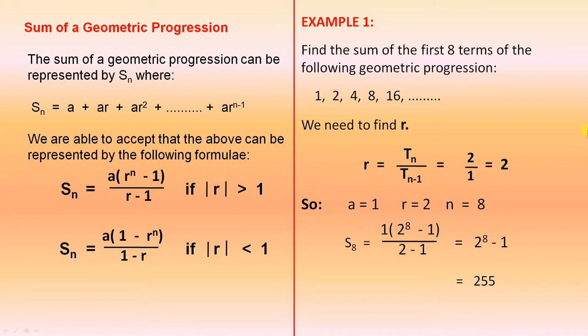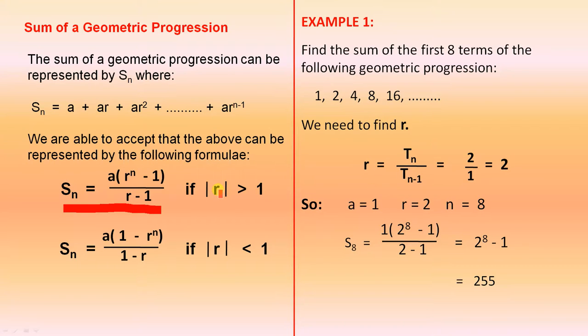Sum of a geometric progression. The sum of a geometric progression can be represented by Sn, where Sn equals the sum of these terms. We are able to accept that the above can be represented by the following formulae. Now there are two formulae here, depending on the value of r. So here is the first formula, this one here, that is the one we use.